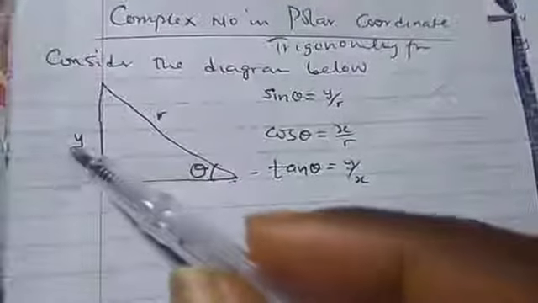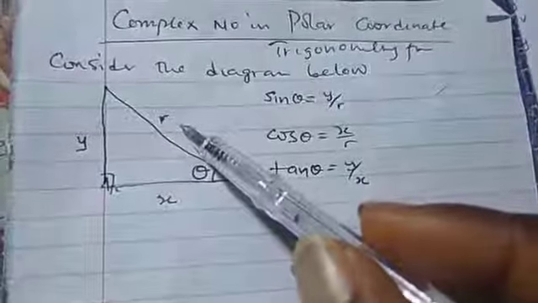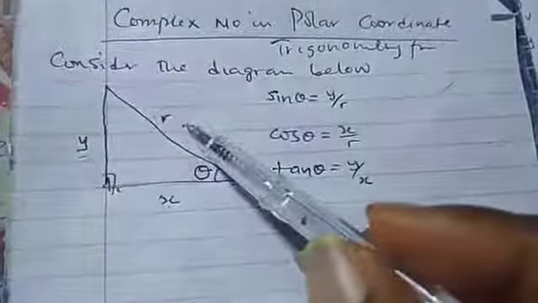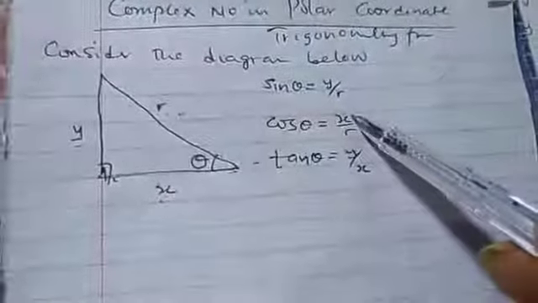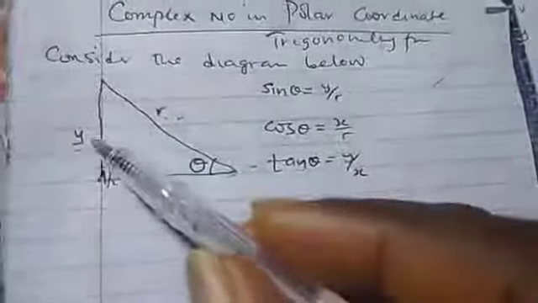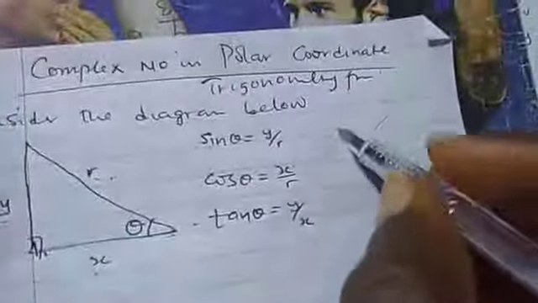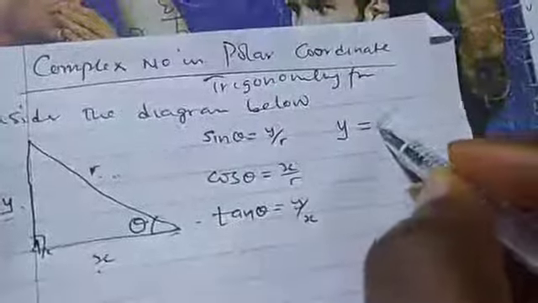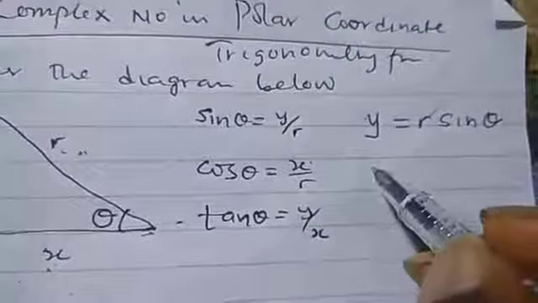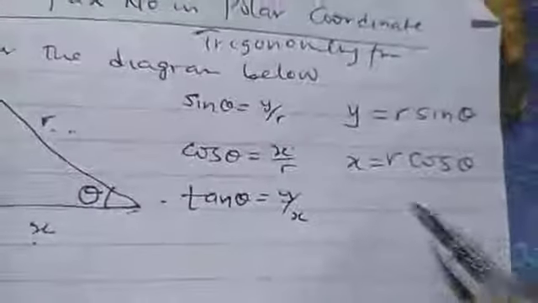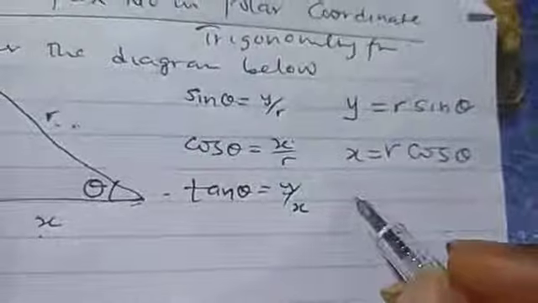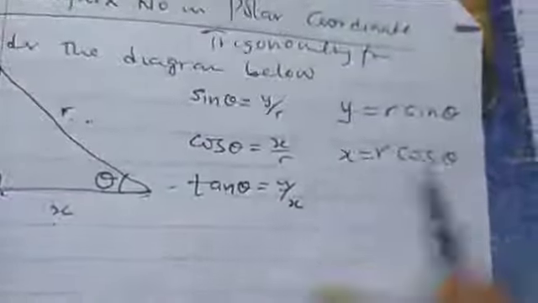Now by SOHCAHTOA we know that sin theta is opposite over hypotenuse. This is opposite, this is hypotenuse, and this is adjacent. Cos theta is adjacent over hypotenuse. That is why we have x over r, while tan theta is opposite over adjacent. From this, if you make y the subject of the formula, we should have that y is equal to r sin theta there, and x is equal to r cos theta there. We need these two first.